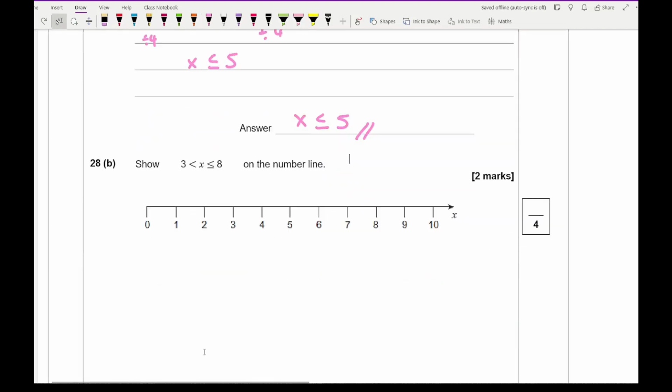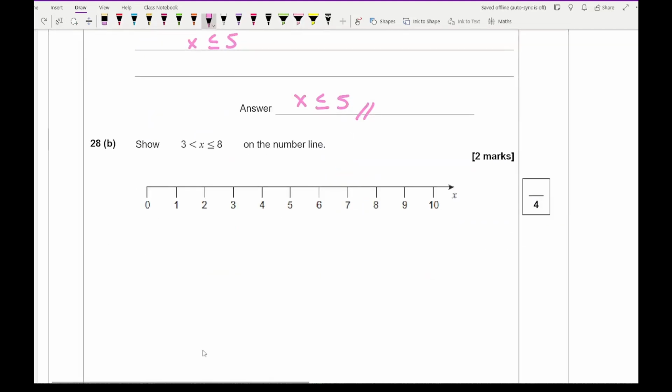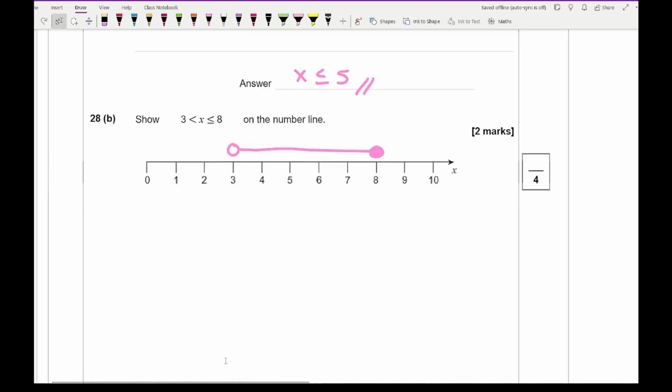Then for question 28, it says show this on the number line. So we've got a circle on 3, we've got a circle on 8. As the inequality next to the 8 has an equal sign, we can colour that in. And then we just simply join those two circles with a straight line.